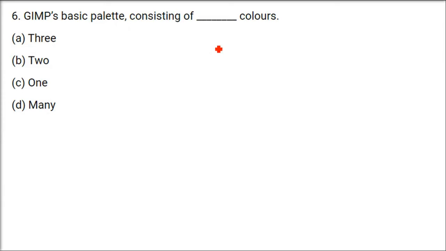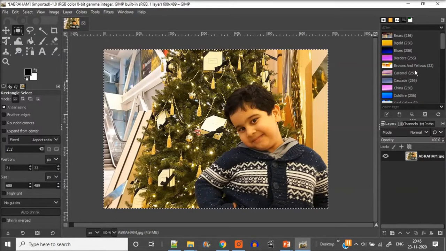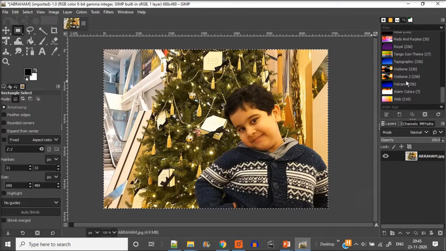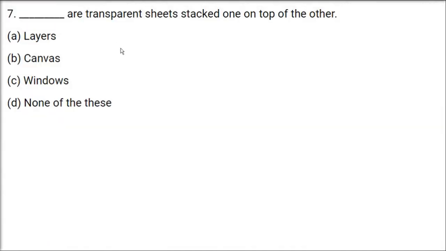GIMP basic palette consisting of dash colors. If you remember when you were a kid, you will have a brush and there will be a certain box in which different paints are there. You will just wet it, it means use water, and then you will use one of the colors and paint it on your paper or wherever the canvas is. So this color you will choose. Now this is the palette I am talking about. So here if you see on the right, this is the palette we are talking about. We will choose the proper color in which we want our image to be seen. So 2 is the answer. GIMP basic palette, 2 colors.